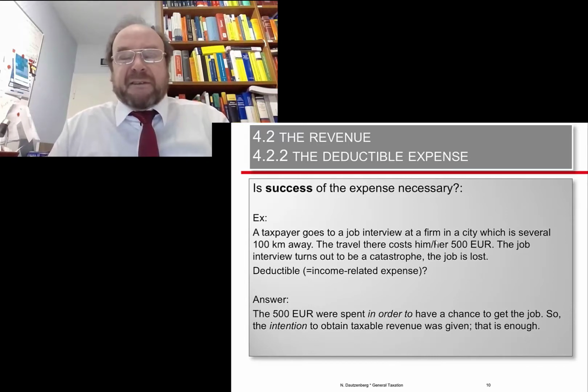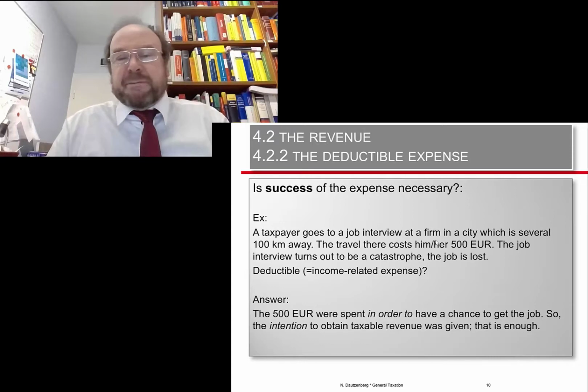The legislator thinks that if somebody spends money for obtaining taxable revenue and only for that, then this taxpayer can judge best if there is a reasonable chance, if there are good reasons to make that expense.